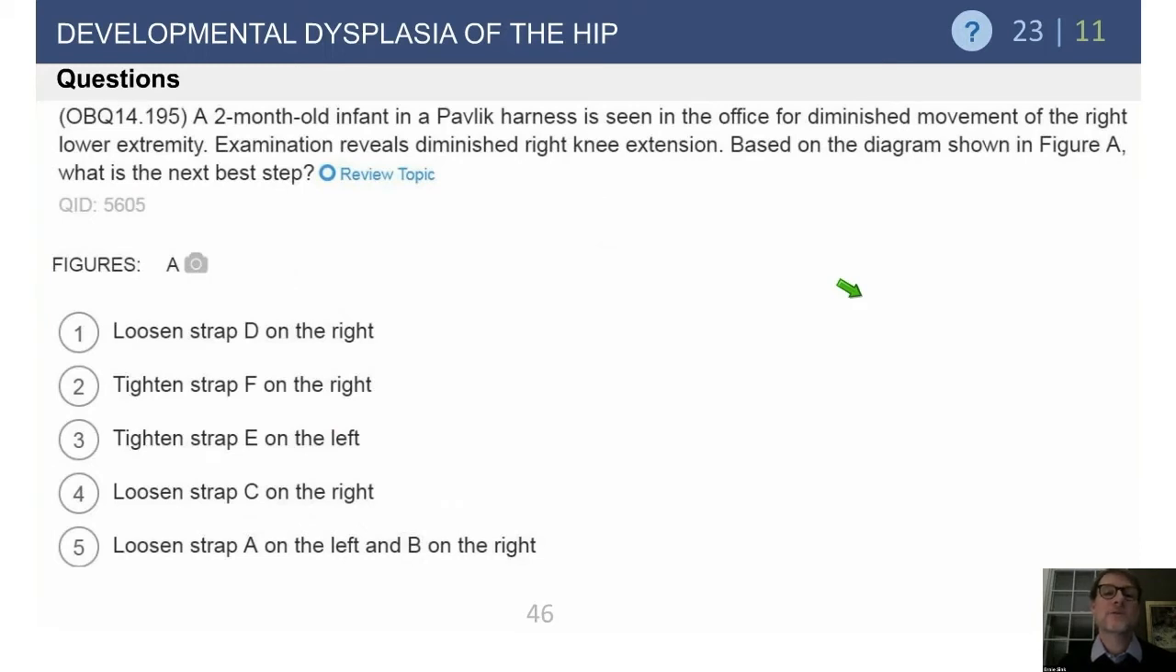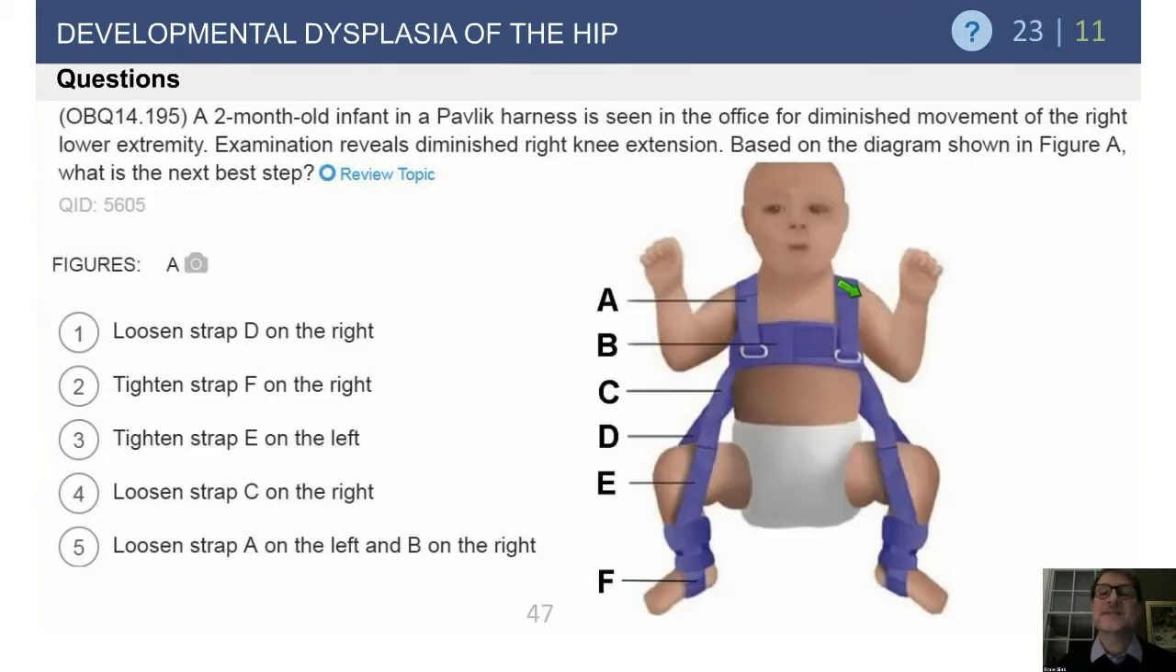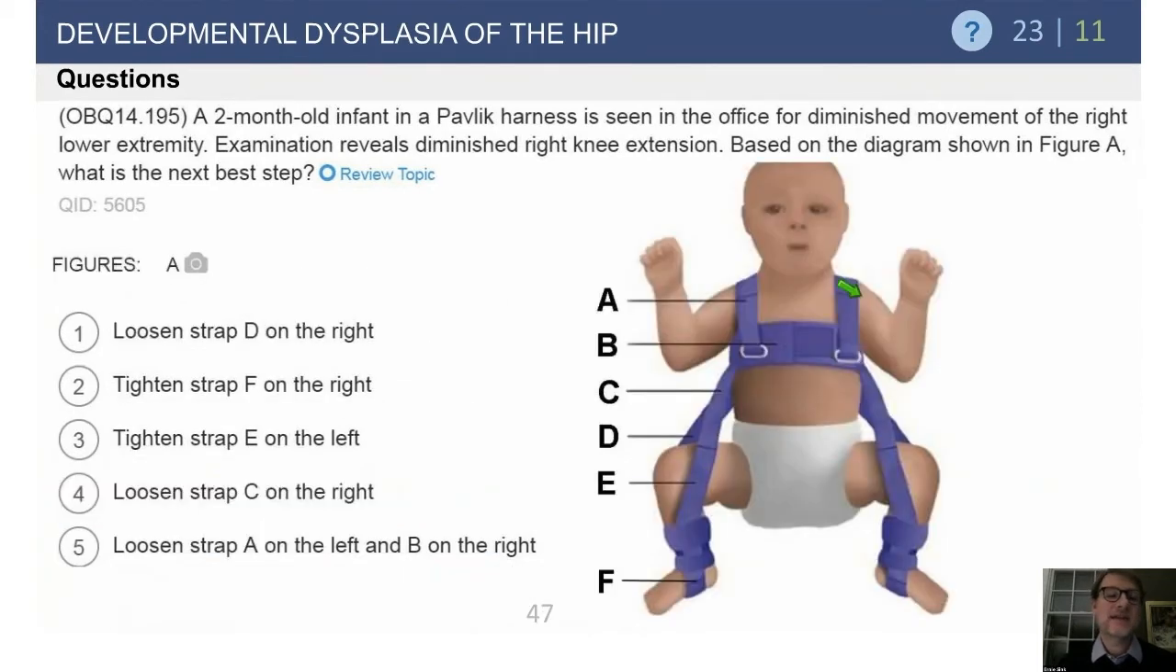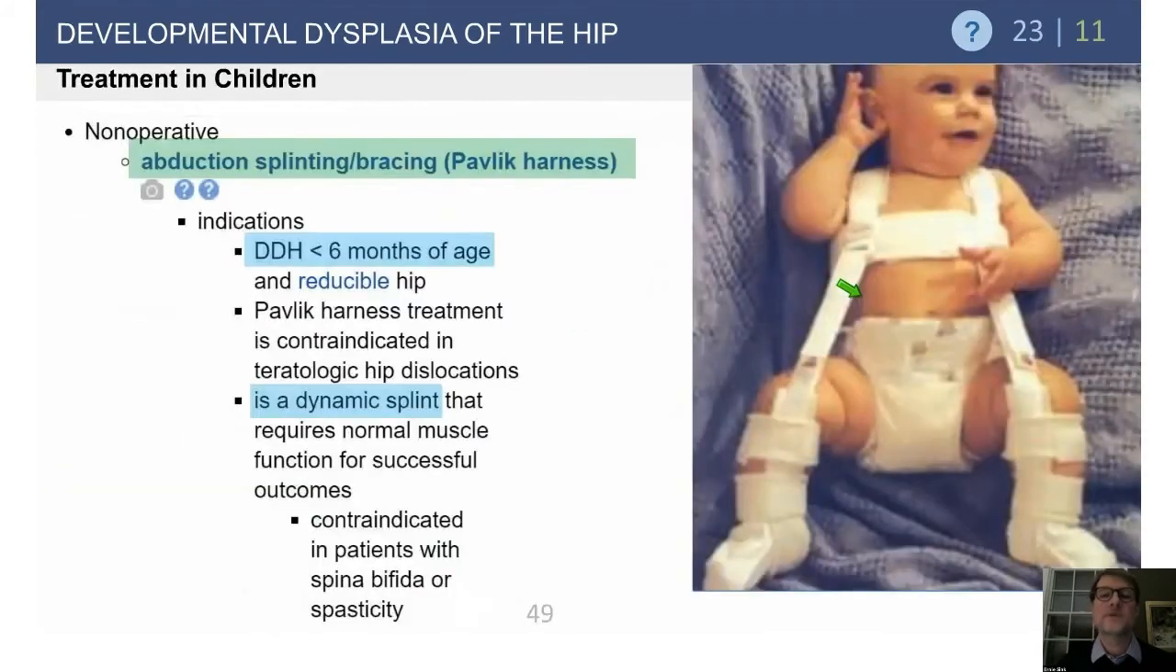Okay, so here's a 2-month-old, has diminished movement in the right lower extremity. They've been treated in a Pavlik harness, so they can't extend the knee. One of the complications of the Pavlik harness treatment is femoral nerve palsy, as we'll get into, because the hip is flexed. In this case, the answer was to loosen the strap right here to allow the leg. My personal approach is to take them out of the harness and allow the femoral nerve to recover, which it does in a week in the majority of people.